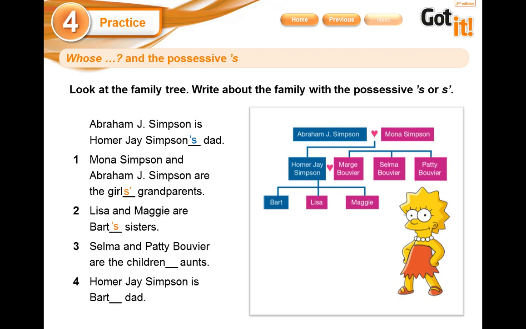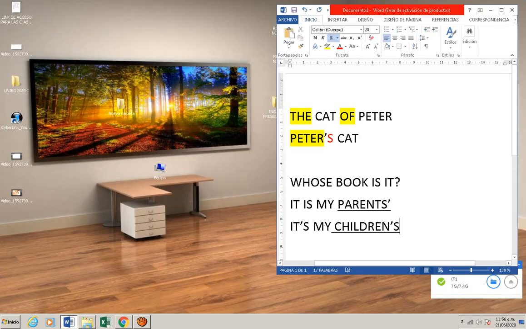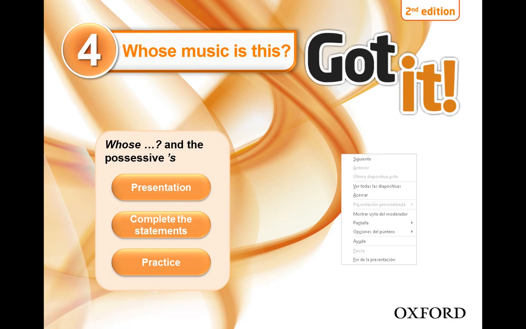Lisa and Marge are Bart's sisters. Yes. Selma and Patty Bouvier are the children's aunts. O las tías de los niños, the children's aunts. Homer J. Simpson is bored dead. It's kinda easy, right? It's going to be very easy, this situation. So the correct answer is bored. Yes. True. Good. Thank you. We finished. So thank you for your valuable participation.